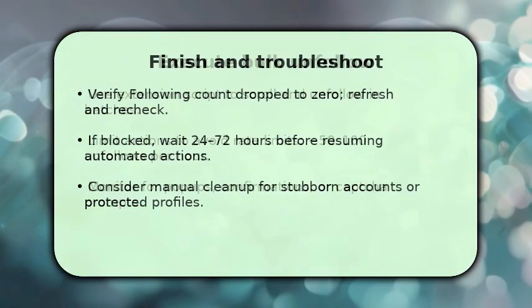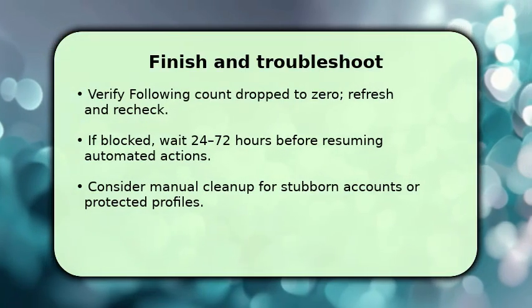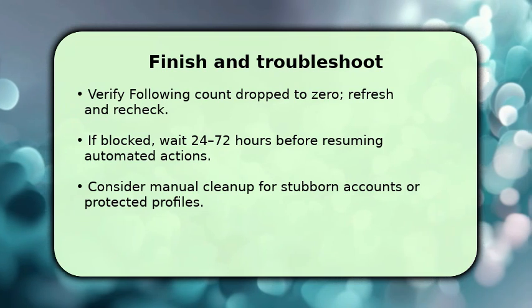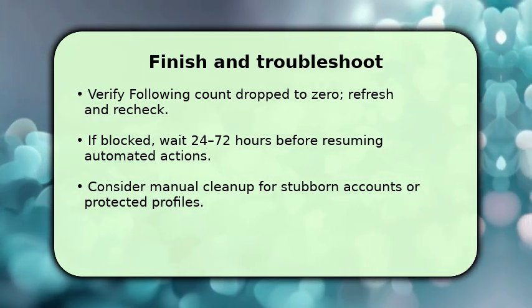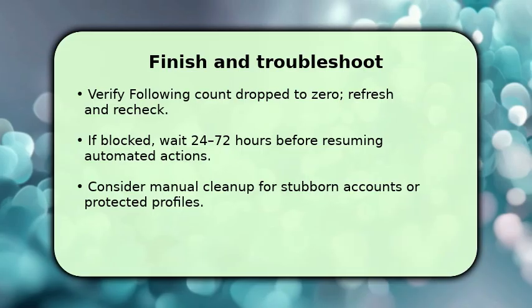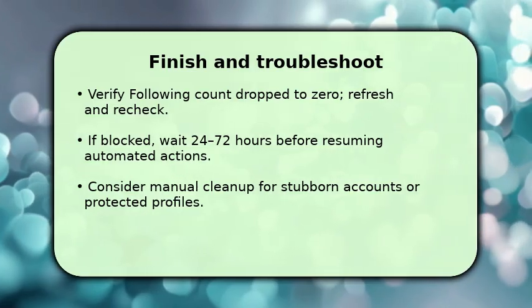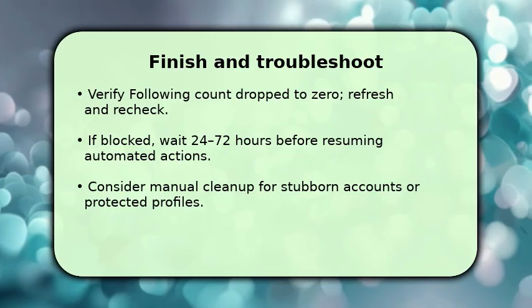You complete the run by manually verifying the following count reached 0, refreshing the page, and checking a few profiles to confirm. If Twitter temporarily blocks actions, stop and wait 24 to 72 hours before trying again. Repeated attempts can lengthen blocks.